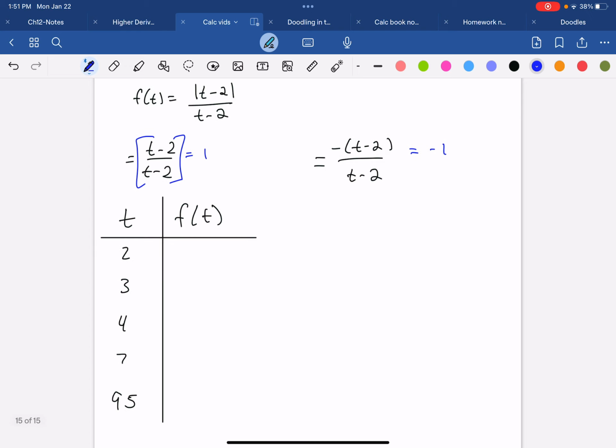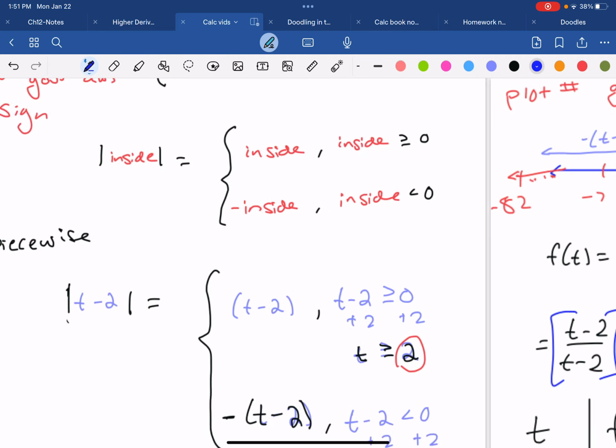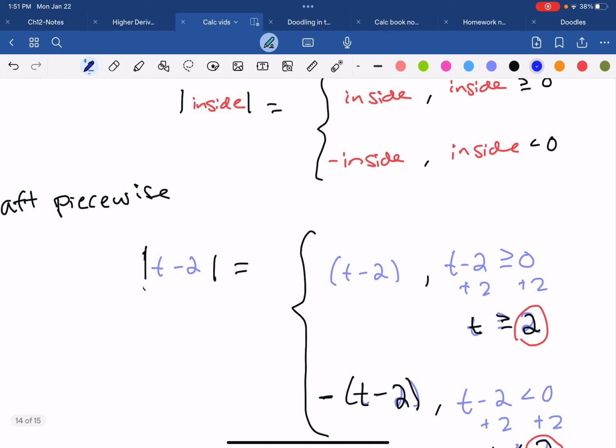So for 2, we have 2 minus 2 over 2 minus 2, which is equal to 0 over 0. So this is not 1 over 1, right? This is not equal to 1 because you cannot divide by 0. It doesn't matter if you're dividing 0 by itself. That does not equal 1. You can't divide by 0, so going back, this is why it's a draft piecewise, because it's not our official form of the problem.